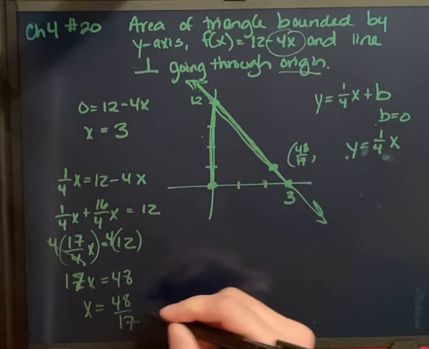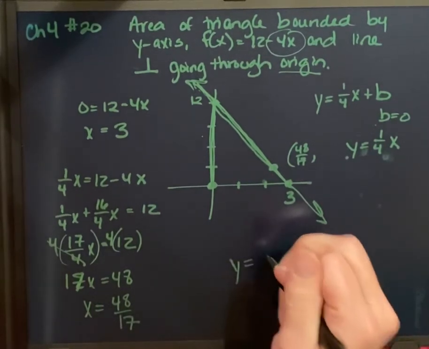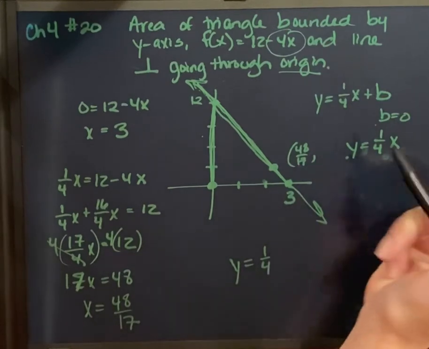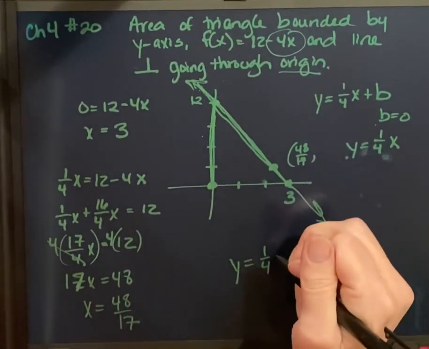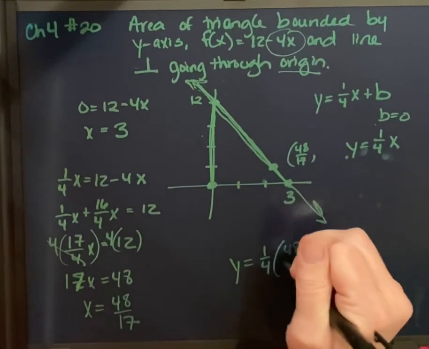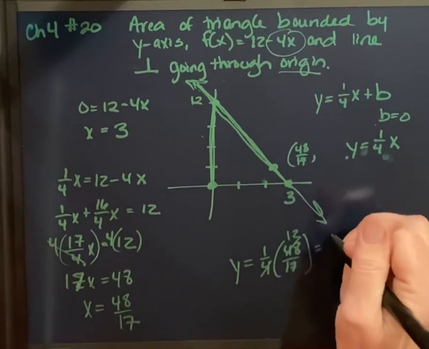And then we can plug x in again to solve for y. I usually pick the easiest equation. That looks like the easiest to me is this one. So we're going to plug in 48/17. And that's going to give us 12/17.